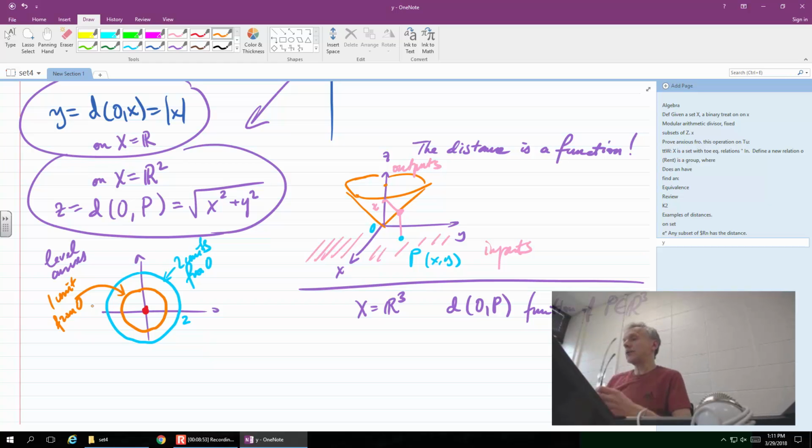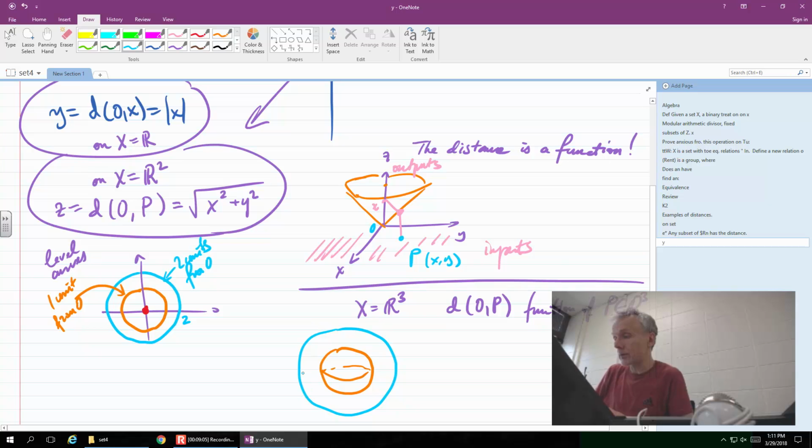And then for each value, just like over here, this will be 1 unit away from the origin, and then there's a bigger one, 2 units away from the origin, like this. So it is a function. It is harder and harder as you go up the dimensions. Harder and harder to visualize.